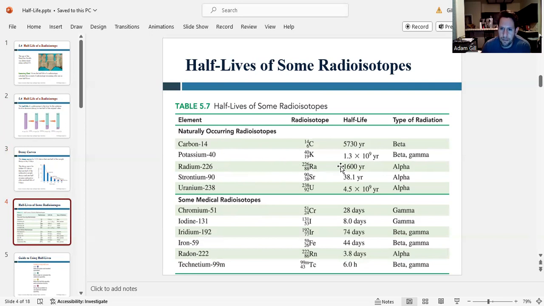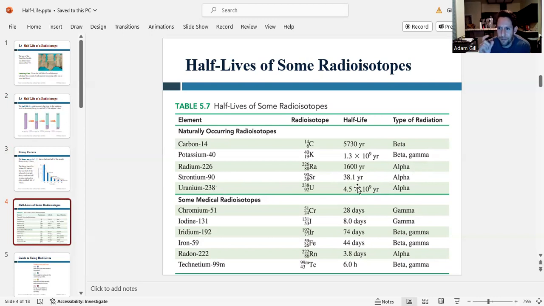Radium-226 has a half-life of 1,600 years. It's an alpha emitter. Strontium-90 has a half-life of 38.1 years, also an alpha emitter. Uranium-238 has a half-life of 4.5 billion years. It's an alpha emitter. Now, that's a really long time.